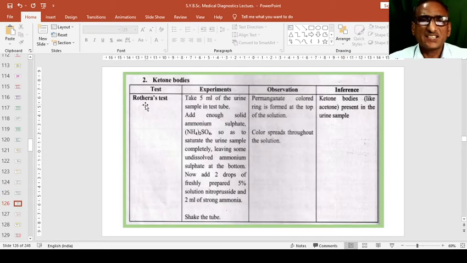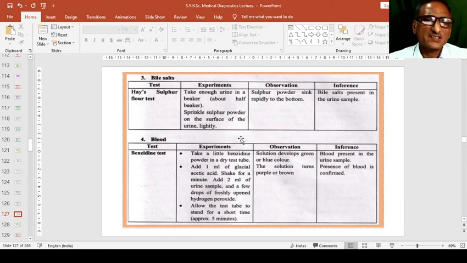Then if Rothera's test is used, ketone bodies are detected in the urine. Take 5 ml of urine, add some ammonium sulfate and saturate it. Then add 2 drops of freshly prepared 5% sodium nitroprusside and 2 ml of strong ammonia. If a color ring is formed or the color spreads throughout the solution, then ketone bodies are present. If not, then ketone bodies are absent. This is a very simple test.